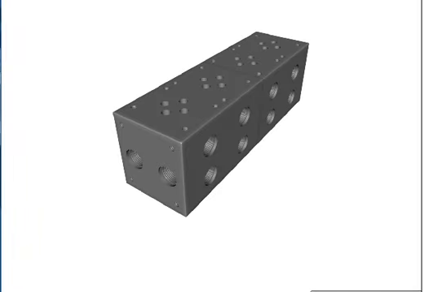Manifold blocks should be thoroughly cleaned before installing cartridge valves. New manifold blocks may have metal chips and other contaminants left in the cavities and passages from the machining process. Prior to assembling, the manifold block should be flushed repeatedly. Next, compressed air should be blown through all ports and passages, and each opening wiped clean with a lint-free rag.